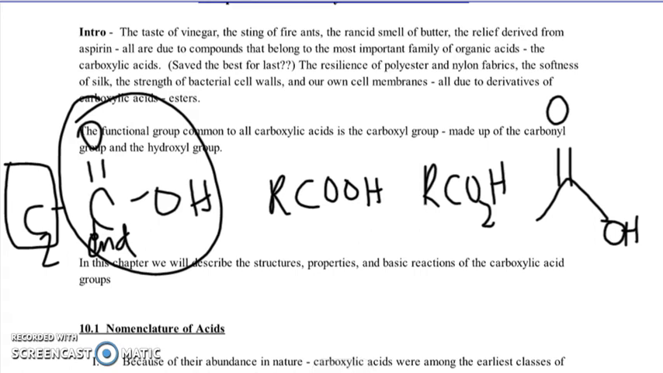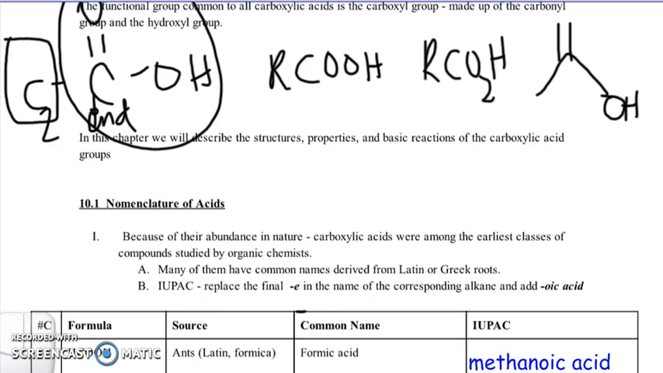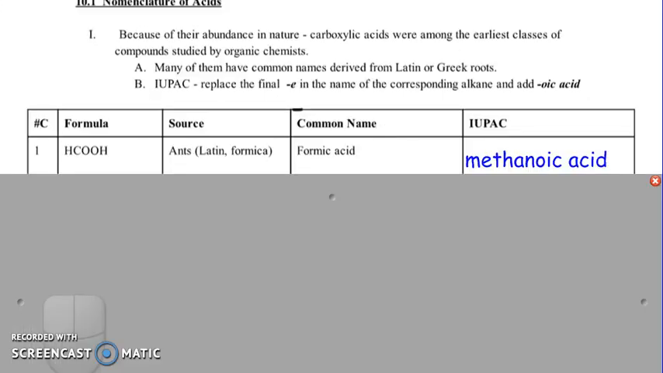Today, I'm only going to talk about the nomenclature. So hang on a second. It says, because of their abundance in nature, carboxylic acids are among the earliest classes of compounds studied by organic chemists. Many of the common names are derived from Latin or Greek roots. Most of them are actually Latin. And the IUPAC, thank goodness, replaced the final E in the names of the corresponding alkanes and added oic acid. I am very happy for the IUPAC because these original common names can be pretty confusing and hard to pronounce.